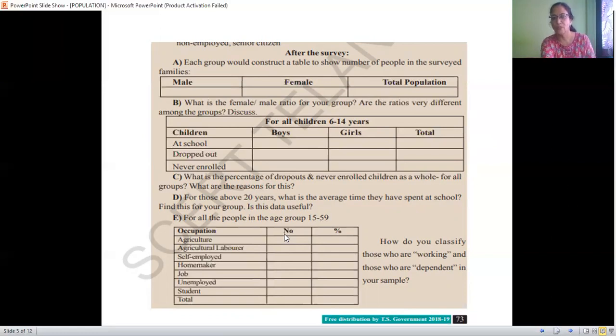Then the homemaker. Homemakers are the ones who look after the house. So he is also dependent. Then the job. Job is also working, means he is not independent. Unemployed is again dependent, and student is also dependent. So this is the number of the occupations and the percentage. The students have to find out and classify between the working and dependent occupations.